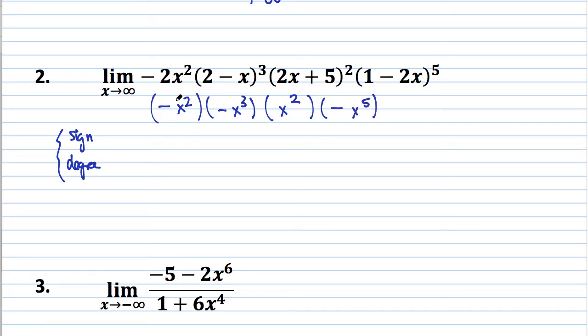Putting all of these together, I have 3 negative signs, so overall my term will be negative. And then I have x raised to the 12th power, so it's raised to an even power. So when I plug in infinity to this, infinity to an even power is going to be positive, and then times a negative. So my limit ends up being negative infinity.